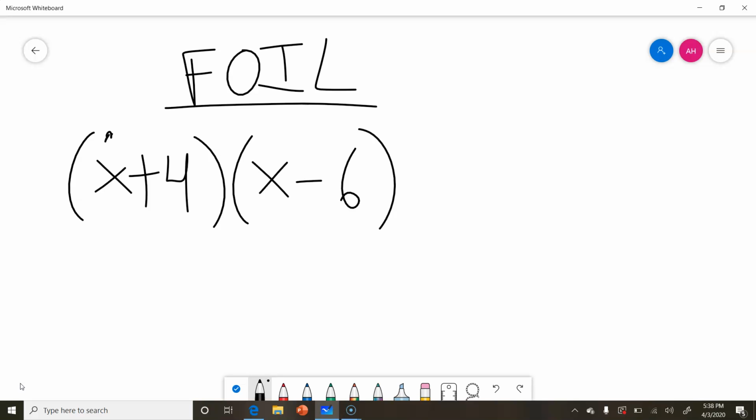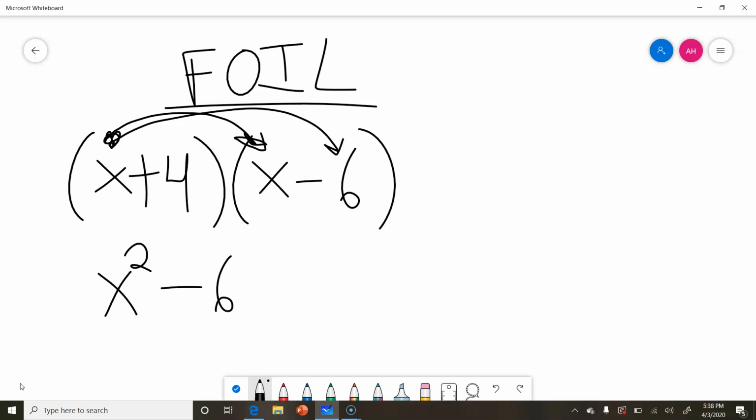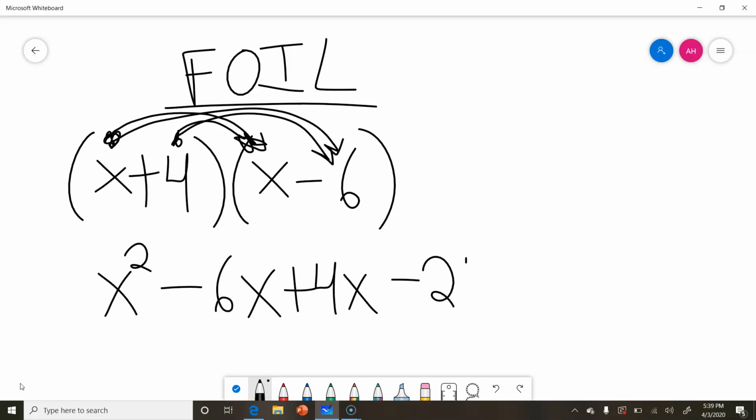We do the first, so we do this guy times this guy. X times x is x squared. Then I do this guy times the negative 6, and I get negative 6x. Then I do the 4 times the x, and I get plus 4x. And I do the 4 times the negative 6, and I get negative 24. Okay, if you didn't understand that, please go back, watch it again.